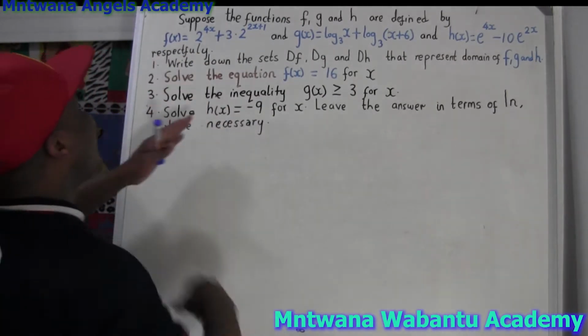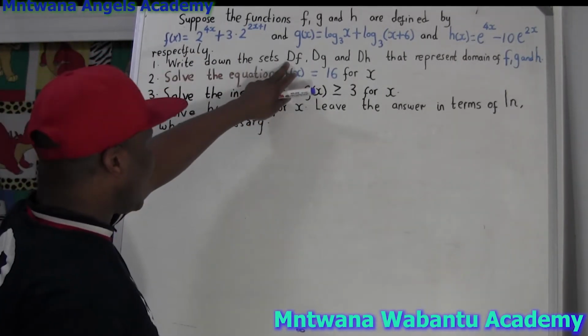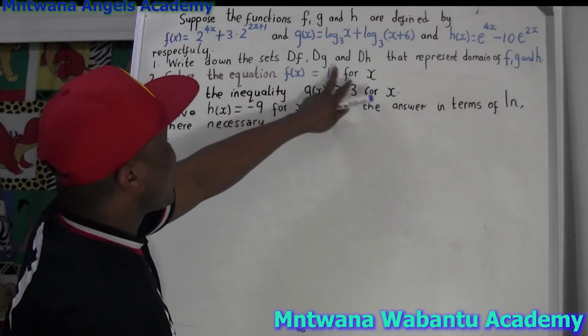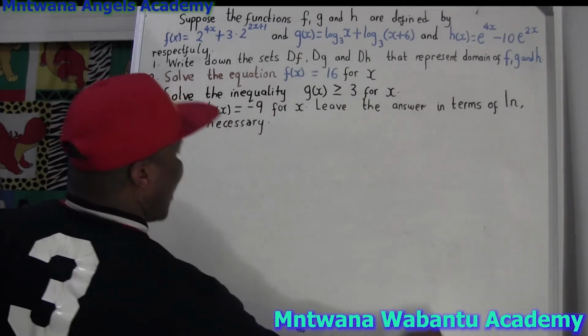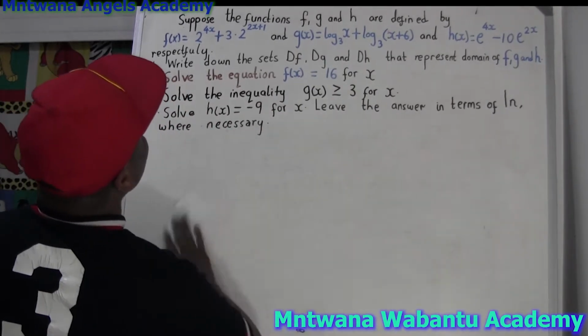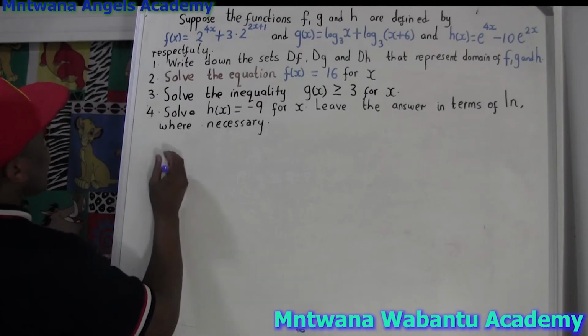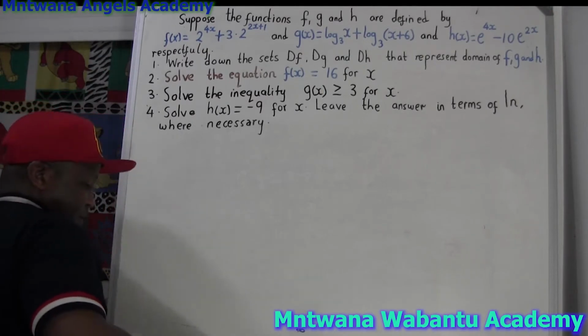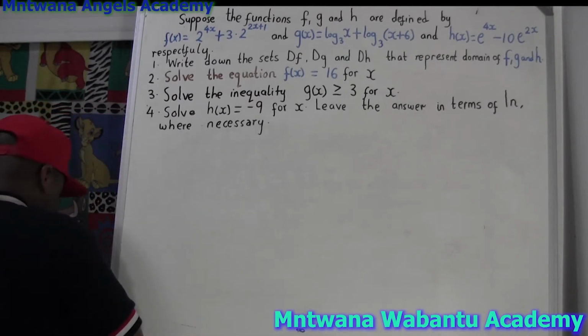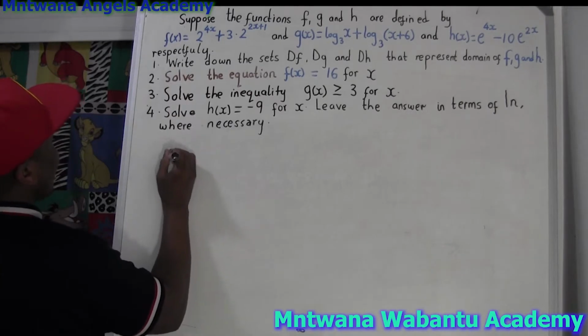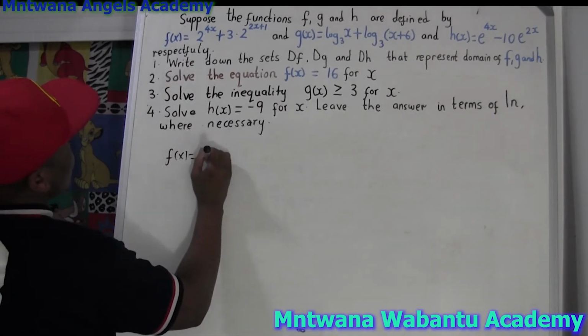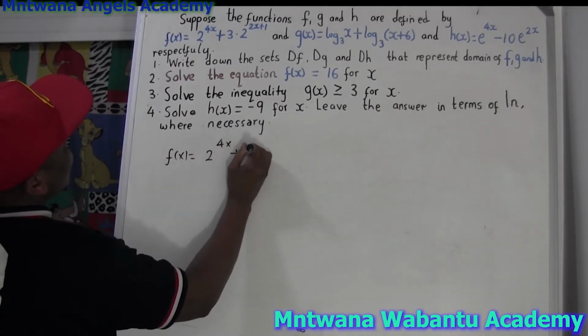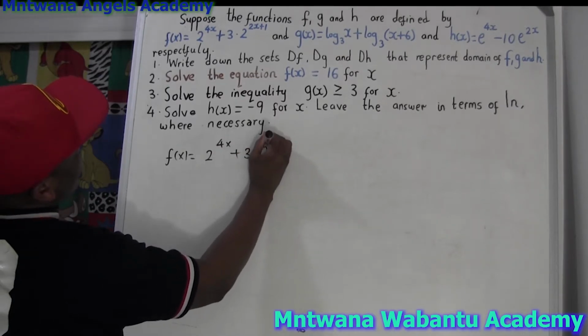Now, they say write down the sets of domain of F, domain of G and domain of H. Now let's go. So let's start with F. So given here, f of x equals 2 to the power x plus 3, 2x plus 1.